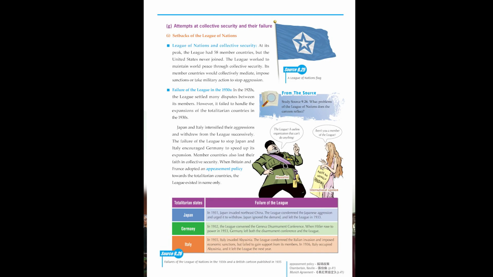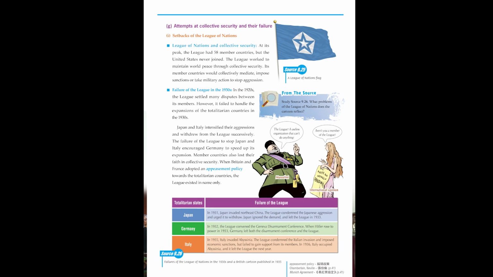Look at source 9.25, a League of Nations flag. Look at source 9.26, failures of the League of Nations in the 1930s, a British cartoon published in 1935.